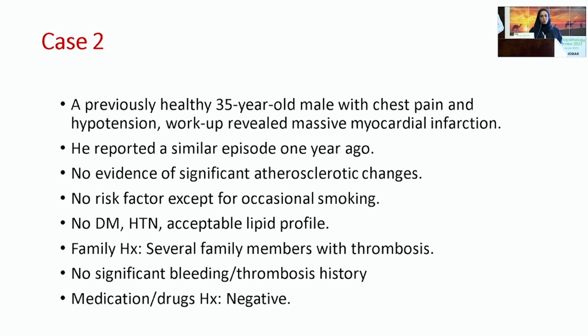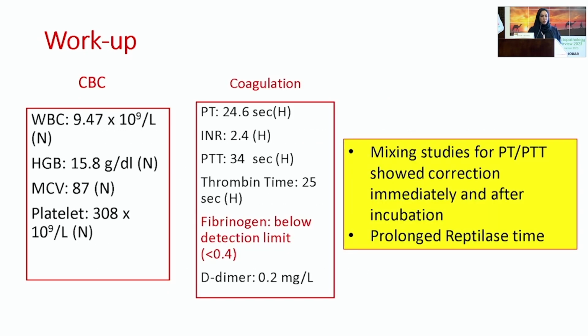So usually in a young patient with this massive MI, you would think about drug abuse, especially cocaine, but there was no indication of that. His CBC was totally normal, with a normal platelet count. On coagulation, his PT, PTT, and INR were all elevated. His thrombin time was elevated. His fibrinogen was below the detection limit and was repeated multiple times. D-dimer is low. Mixing studies for PT and PTT showed correction immediately and after incubation. He also had a prolonged reptilase time.